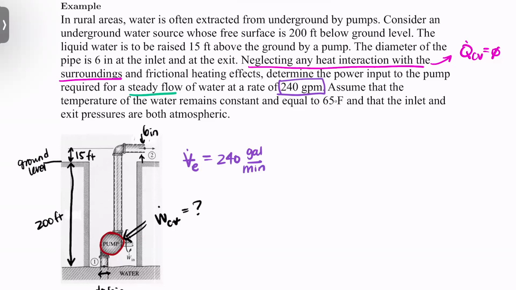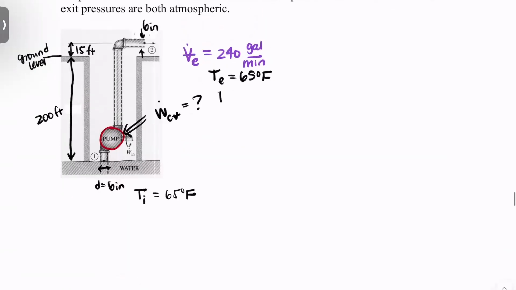The temperature of the water is going to remain constant and equal to 65. So we have TE is equal to 65 degrees Fahrenheit, and then TI is also 65 degrees Fahrenheit. And the pressures are both atmospheric. So we have PE is P atmosphere, and then PI is P atmosphere. Okay.